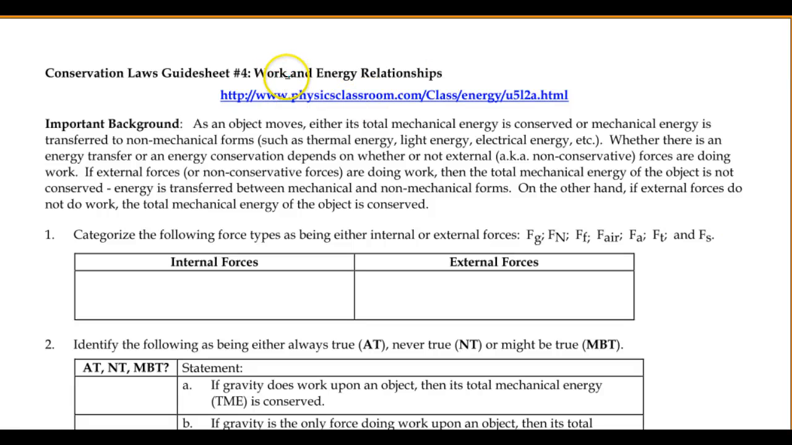Okay, in guide sheet number 3, we dealt with determining if total mechanical energy was conserved or not. We're going to look a little more in detail here about how work is done to either increase or decrease the energy of an object.